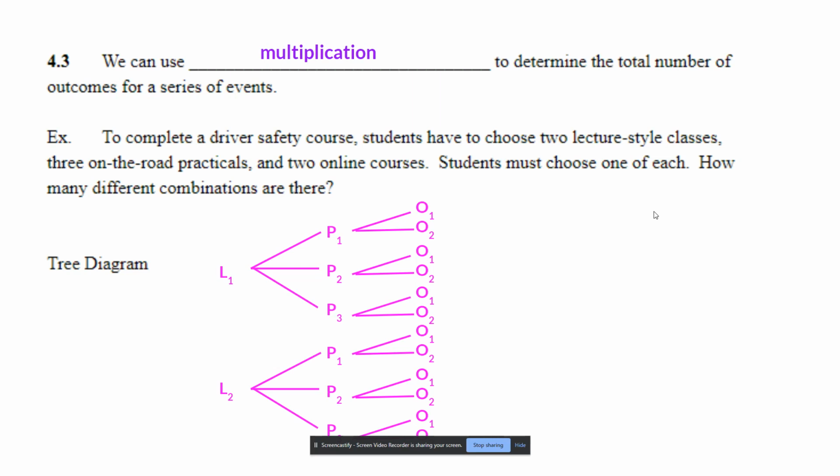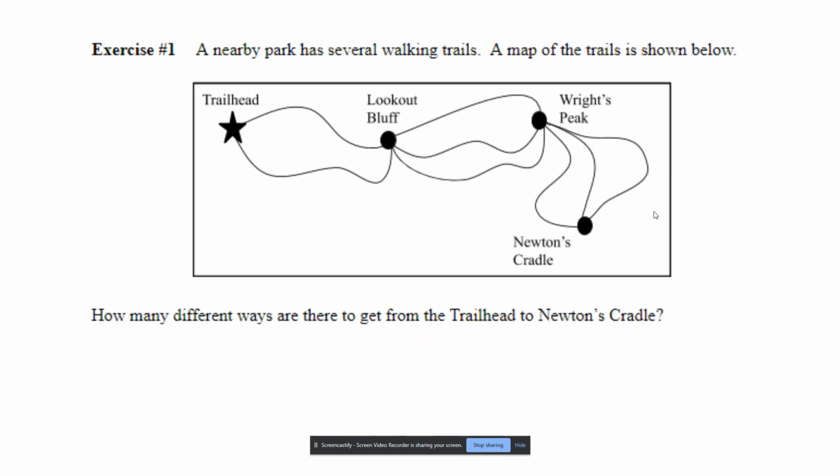If you count up every tail of this tree diagram, or every root or branch, or whatever you want to call it, you could count the total number of combinations, or you could just do 2 times 3 times 2 and get 12. That's something called the counting principle in probability and statistics.